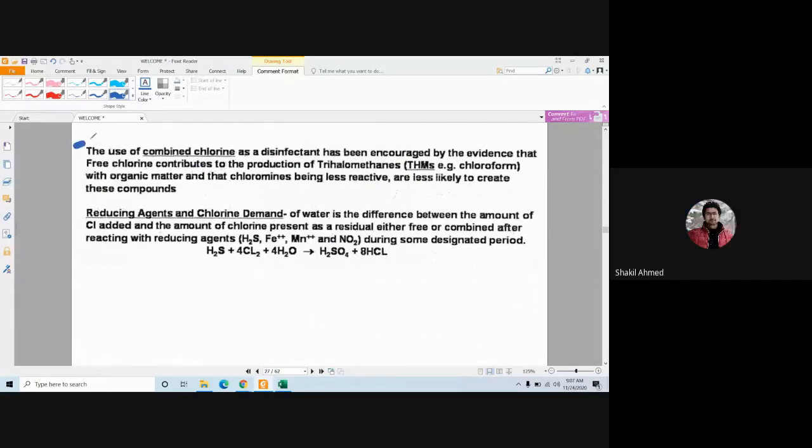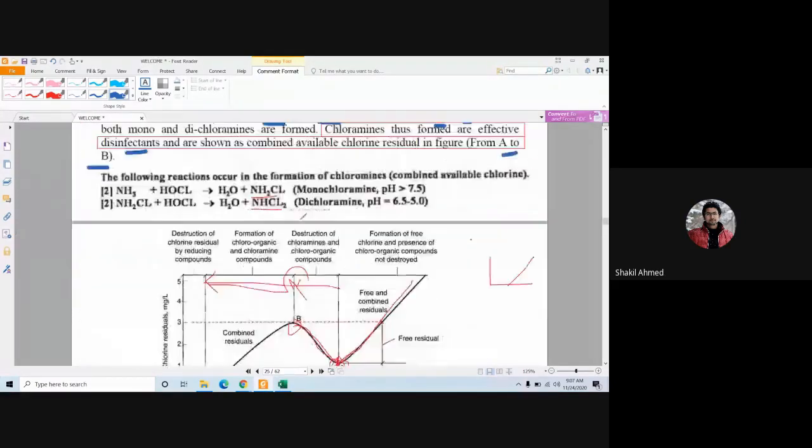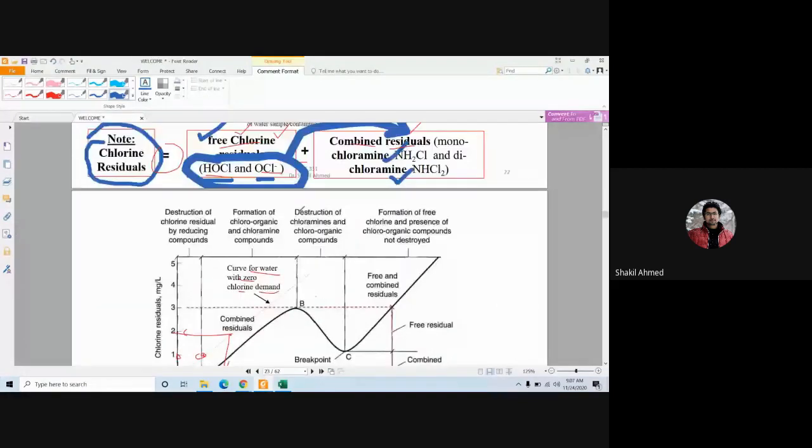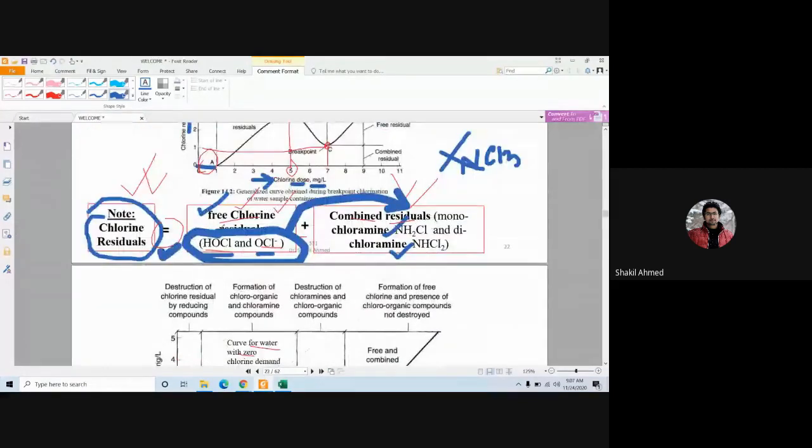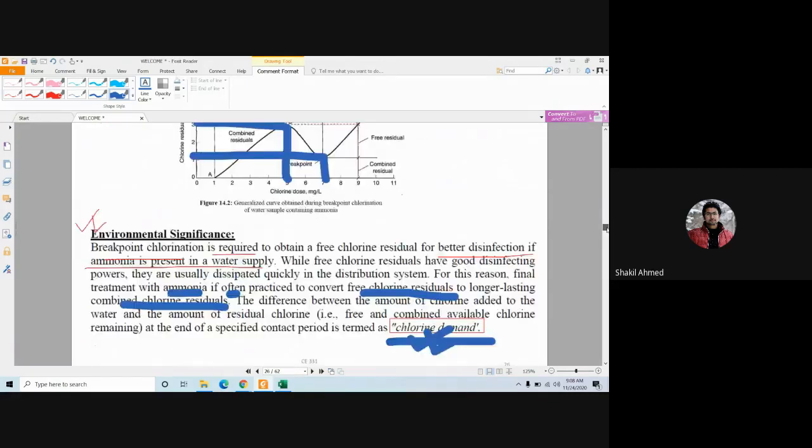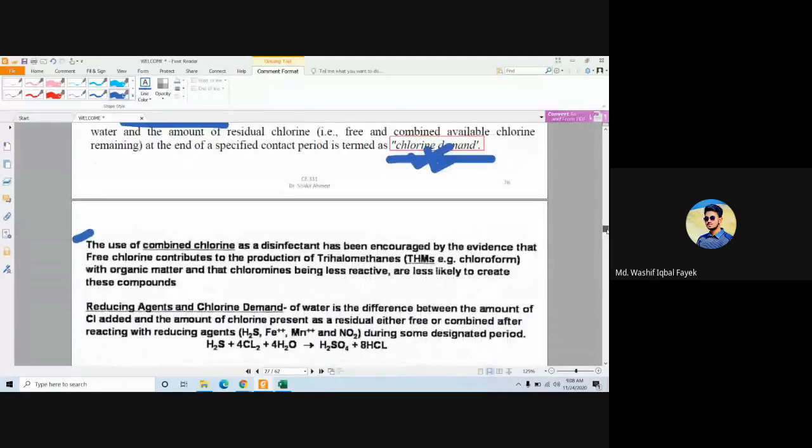The use of combined chlorine as disinfectant has been encouraged by evidence that free chlorine residuals contribute to another problem. The problem is they are more susceptible to produce trihalomethane, which is not desired. Therefore, that's another reason why we want to convert them into these combined residuals. Okay, clear?